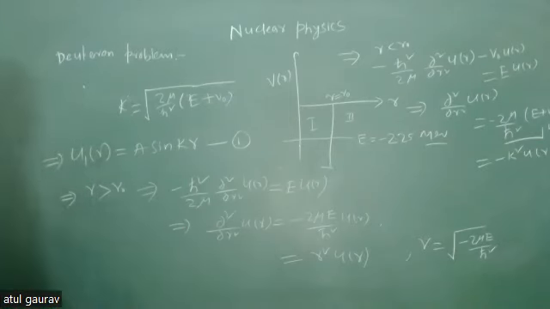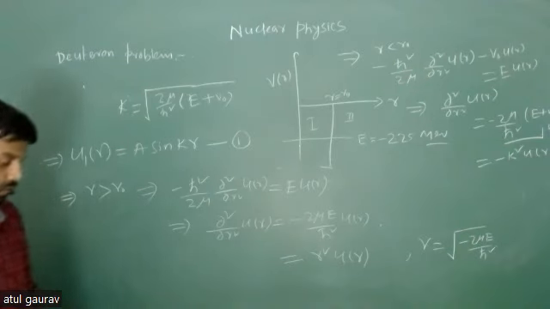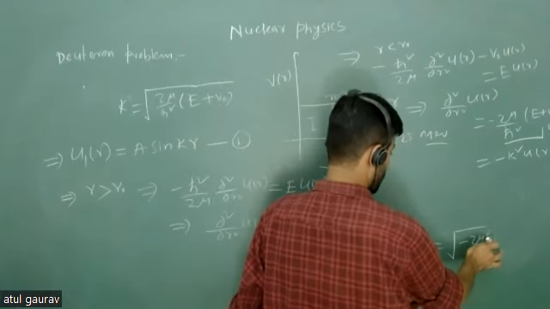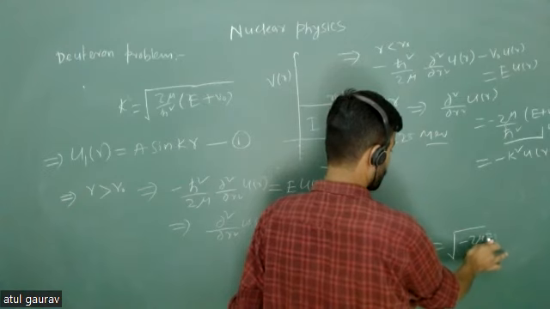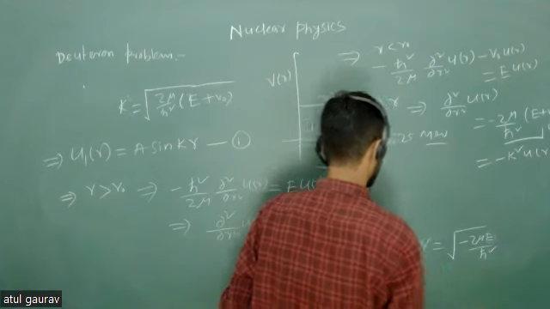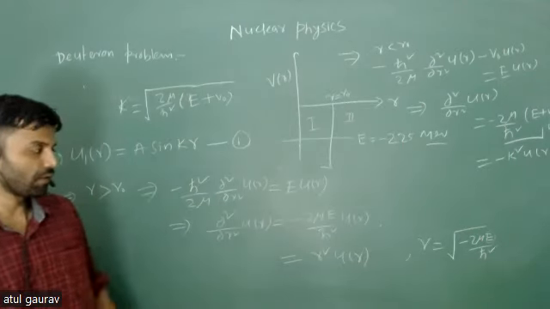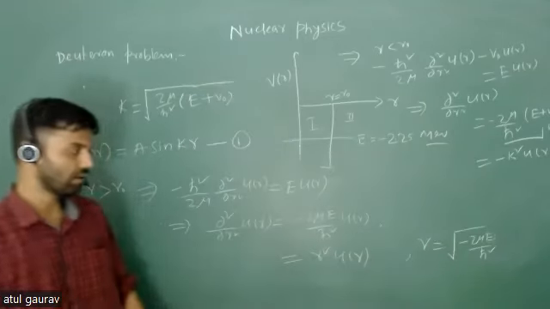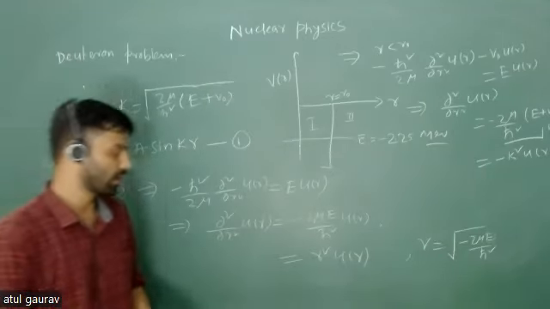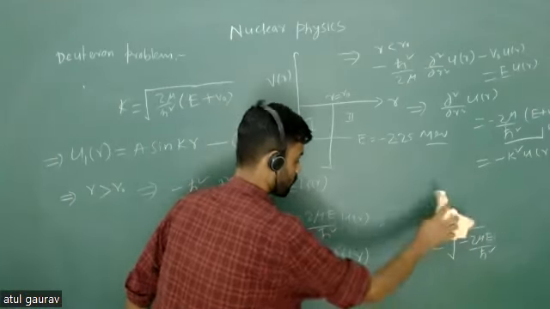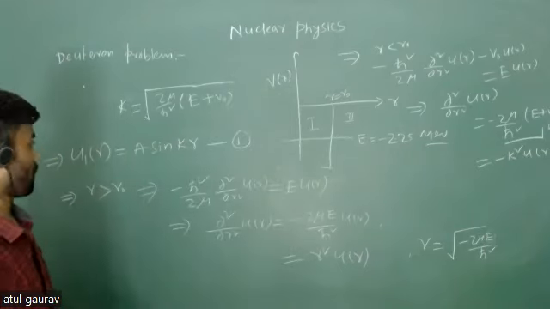Is it clear? Yes, sir. I am taking the negative sign inside the root because your energy is itself a negative quantity. So negative minus negative, therefore we define it this way, because otherwise the square root would be complex, right? Square root of a negative will be complex. And this basically defines your direction of propagation.